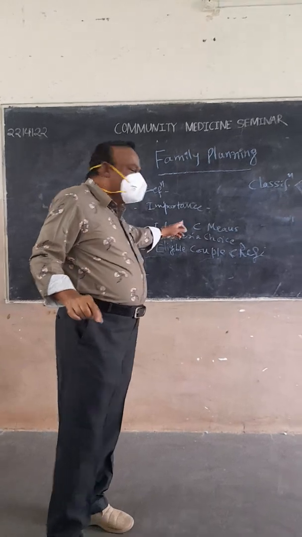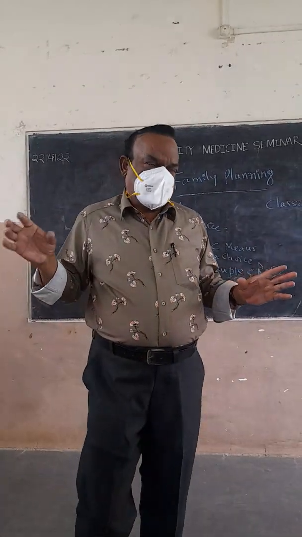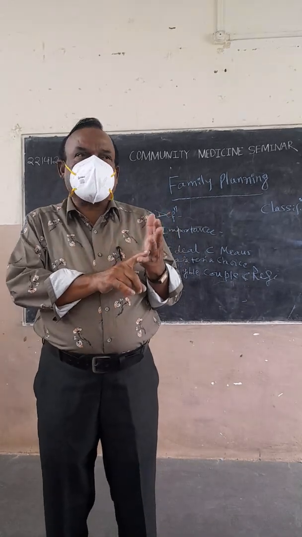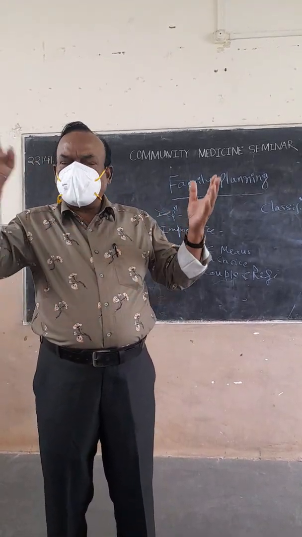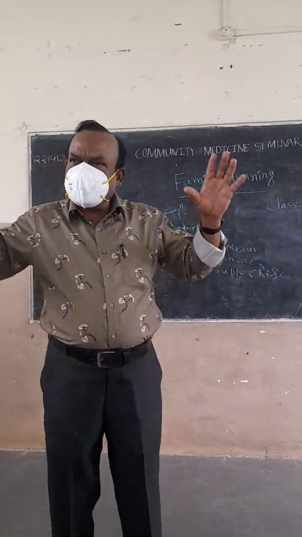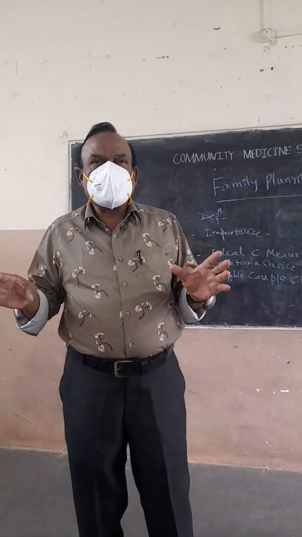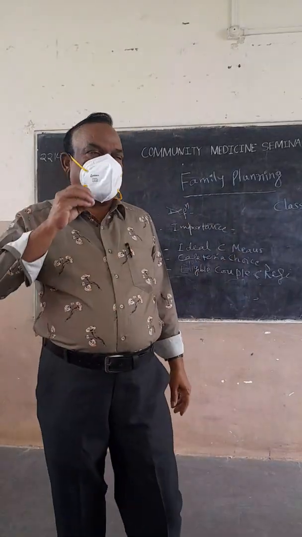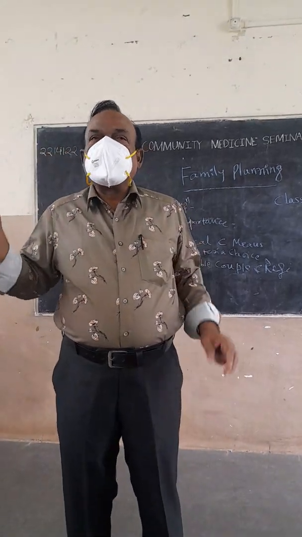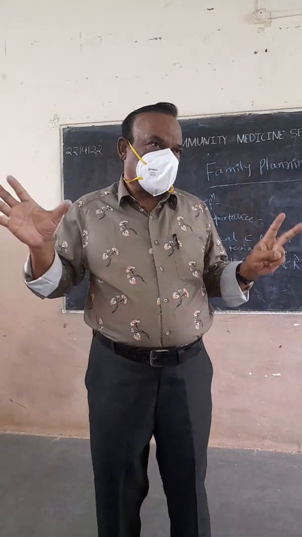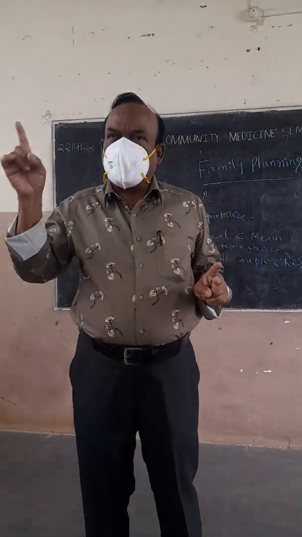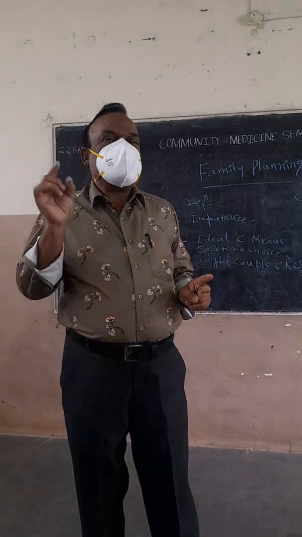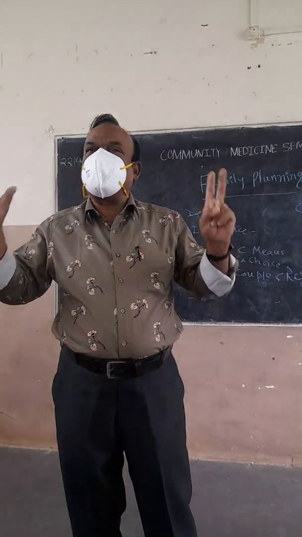Next, there are many contraceptive means available. Just to enumerate: Nirodh, male condom, female condom, oral contraceptives, then natural contraceptive measures. There are many means which can be used, but whatever devices are available in the market, the ideal contraceptive must fulfill 7 criteria. A contraceptive provided to the couple should have these 7 ideal criteria.